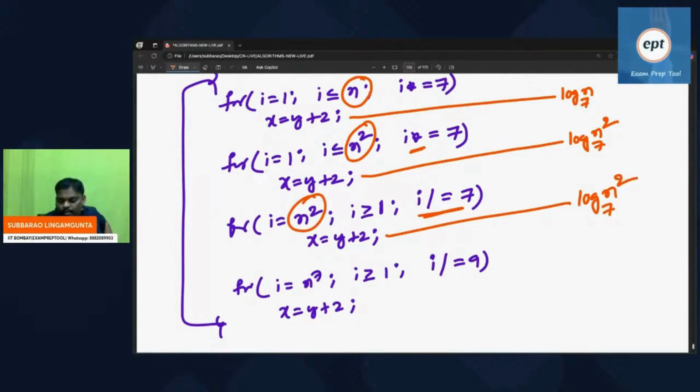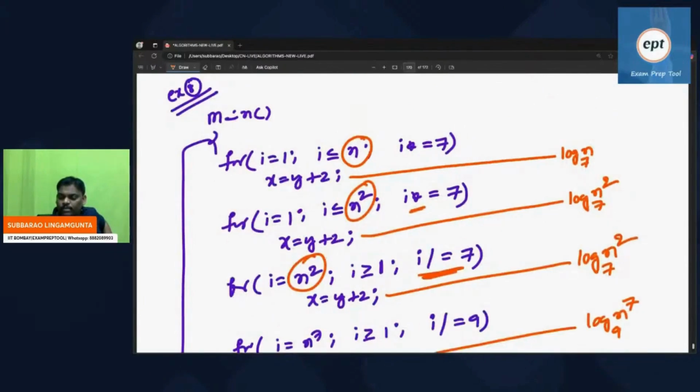This is also the same, always divide by 9. This is also log n base 9. If n power 7 is there in place of n, then log n power 7 base 9. Always divide by 7, log n base 7 if n is there, but in place of n, n square is there. Keep n square, so be careful everyone.